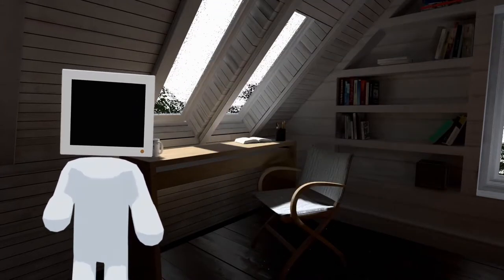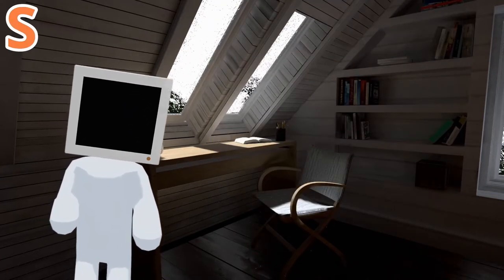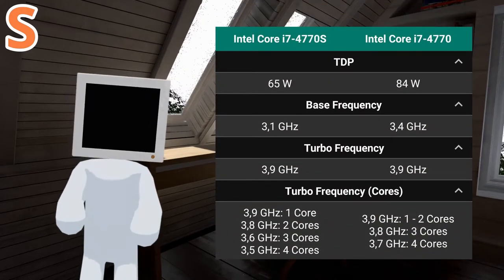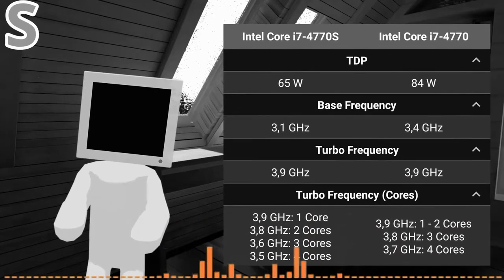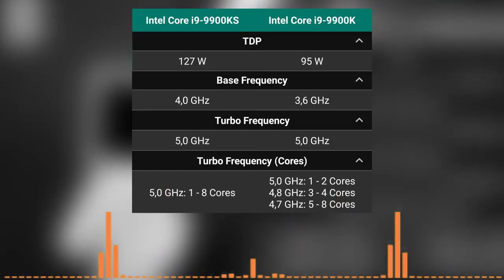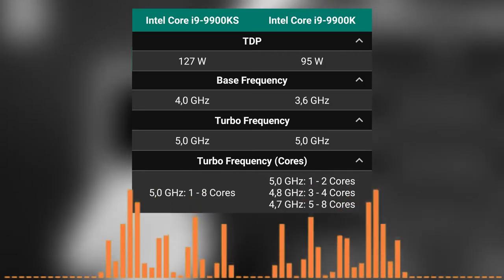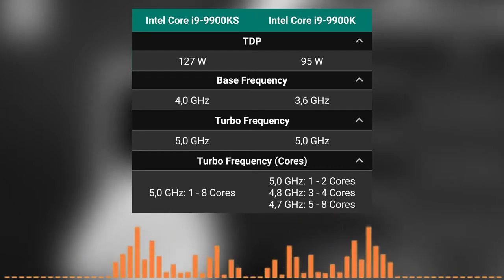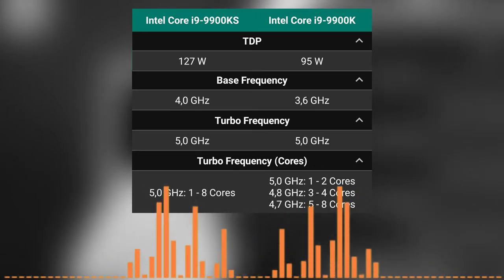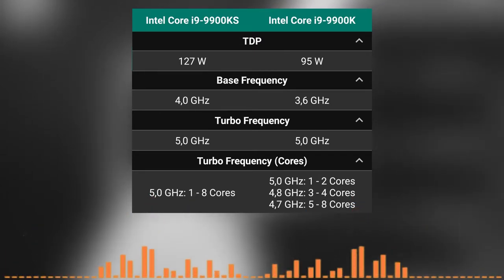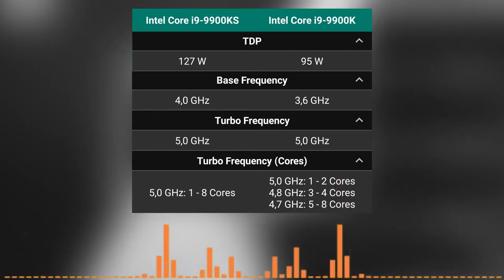Another similar one is the S suffix. It was used up until the 4th gen, and it meant performance optimized lifestyle. But at least that's what it meant before, because if you go to see now the i9-9900KS, the S doesn't mean performance optimized lifestyle. It doesn't have a lower TDP than the regular one. It means special edition for some reason. It's basically just a higher clocked 9900K out of the box.